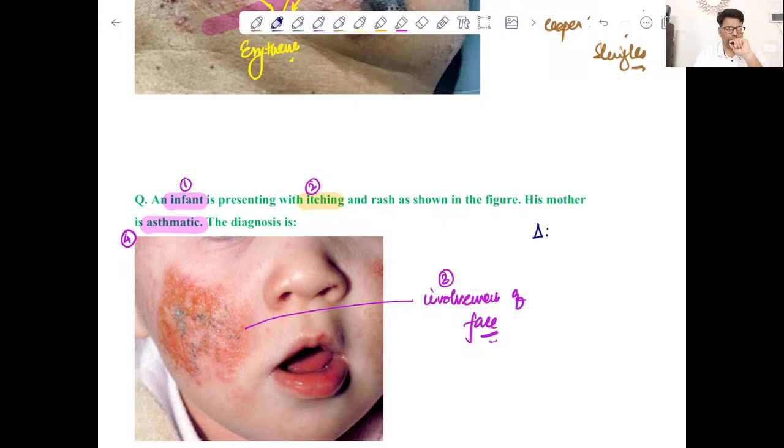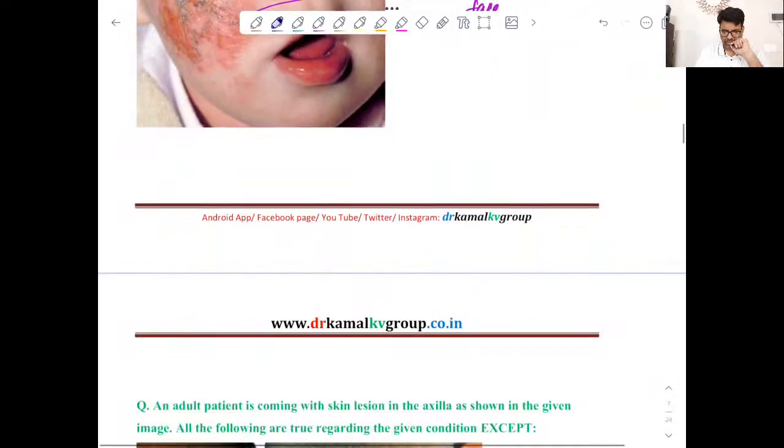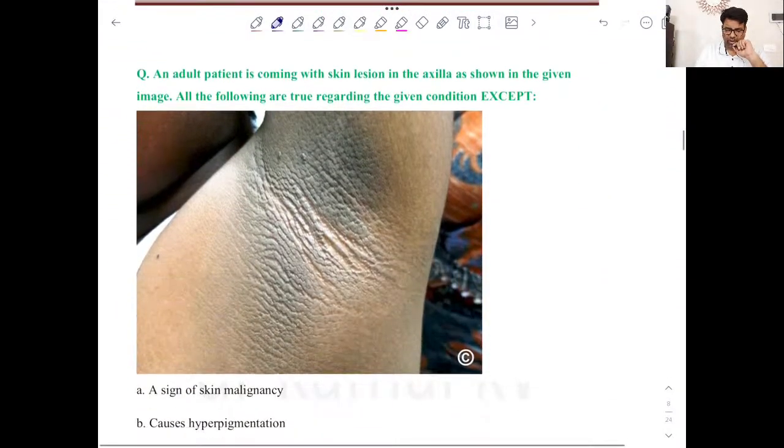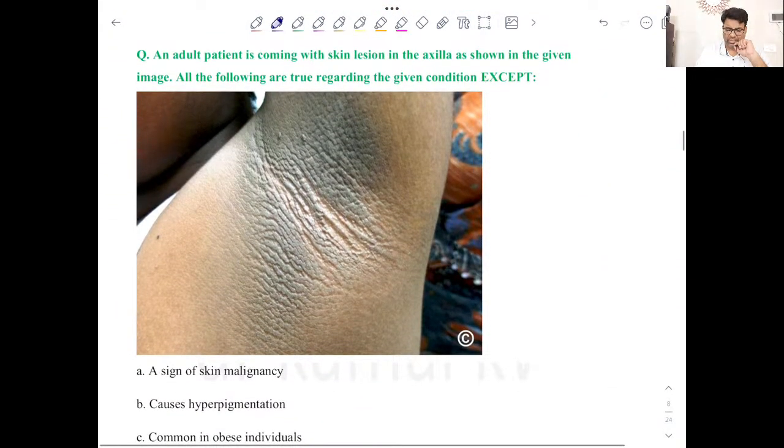I think this diagnosis is straightforward. Very good, Arush, very good. So this is nothing except atopic dermatitis. This is what I want you to remember. Whenever you have this set of words, jump straight onto atopic dermatitis, right? Chalo. Now let us see this question, and this is actually an all-except question.